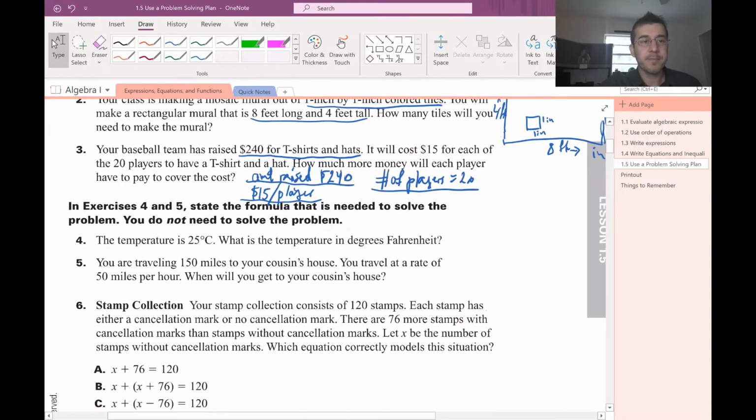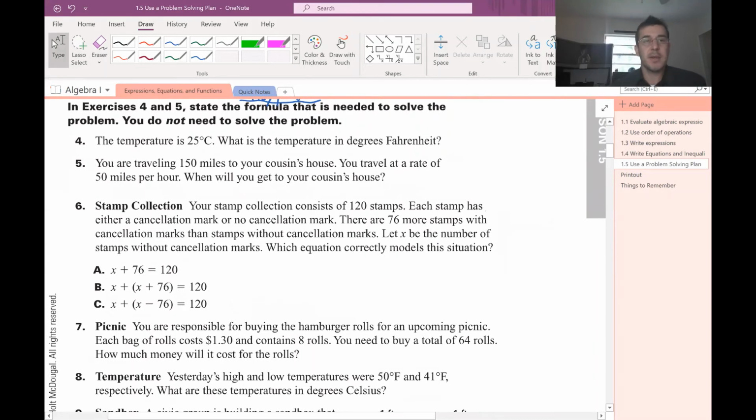So for number 4 and 5, state the formula. What is a formula? Just an equation that is needed to solve the problem. You do not need to solve the problem. We just have to state the formula.